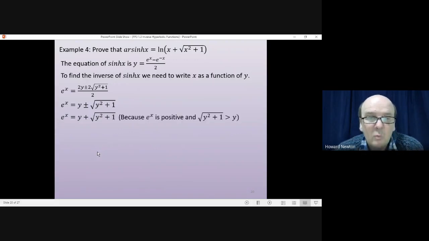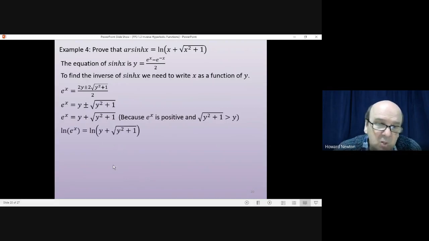Now then, we can't have a minus value here. And the reason why we can't have a minus value here is because if we had y minus the square root of y squared plus 1, that will give us a negative value for e to the x. But e to the x is always positive. So the consequence is we can only have the positive possibility here.